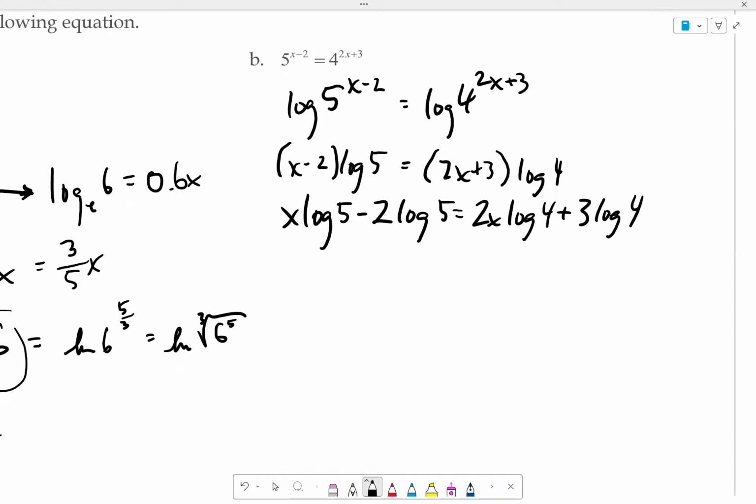You know what to do next? Yeah, how do you get the x's on one side? Beautiful. Are we good with that? I'll work silently while you do your best. Finish it.